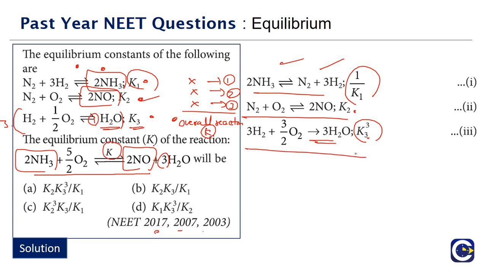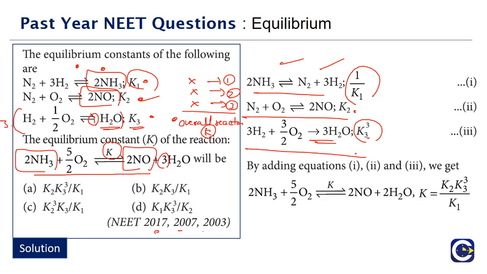Now if we add these 3 equations, we will be able to get the overall reaction. Let's check what is going to happen. We can see that N2 is cancelled, 3H2 is cancelled, and we have 2NH3 plus O2 plus 3/2 O2, which is 5/2 O2, gives rise to 2NO plus 3H2O. So this is the overall reaction we are able to get by adding the modified equations.